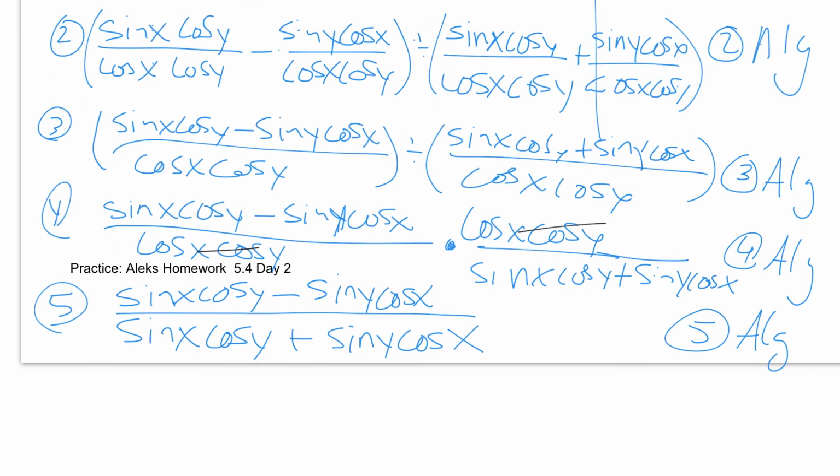Then I went ahead and I changed division to multiplication. So here's my numerator. It's all in one. That's why I can get rid of my parentheses. And I multiplied and I made the reciprocal of this one. And then I could see that I could cross out the cosine x cosine y on the top and the bottom, leaving me with sine x cosine y minus sine y cosine x on the top, sine x cosine y plus sine y cosine x on the bottom. Again, all these rules are algebra. And this is what I have from my right-hand side that I simplified, which tells me that I'm done. If you have questions, let me know.